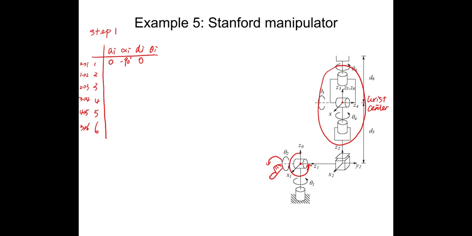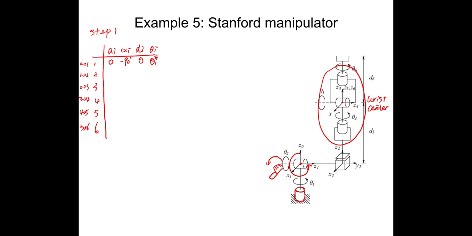And theta_i, again, at every step there must be a joint variable. The first joint is a revolute joint, and we're doing the analysis of this one, right? So the rotation is a revolute joint, so the joint variable is theta 1.